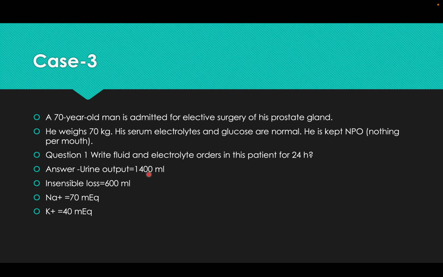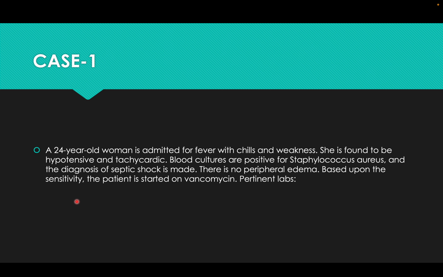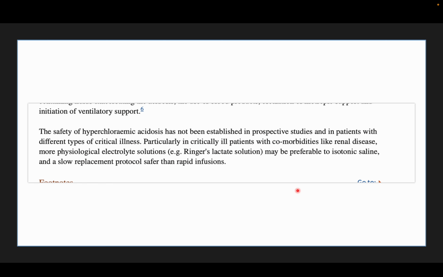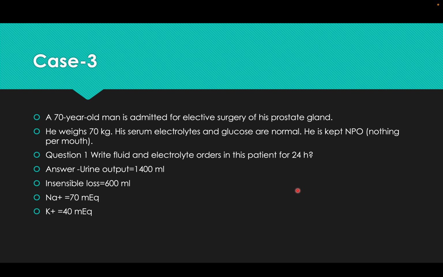We already said 8 to 12 ml per kg per hour for insensible loss. That comes around 600 ml. So we already discussed this in the slide. The sodium, I forgot to mention, the requirement of sodium is around 1 to 2 milliequivalents per kg per day, and potassium is generally half of it. So around 70 to 140 milliequivalents is the requirement of sodium.